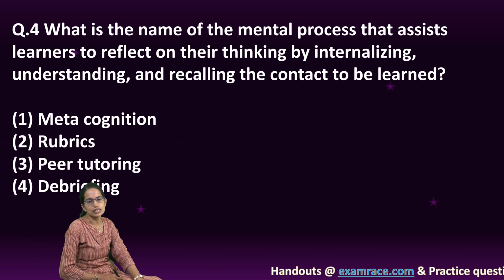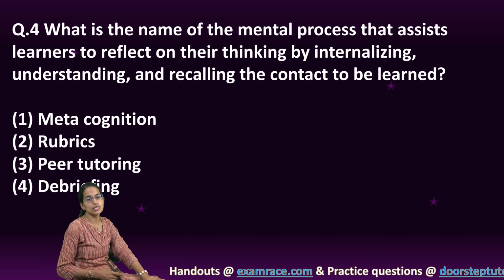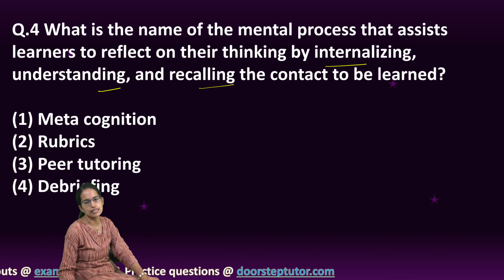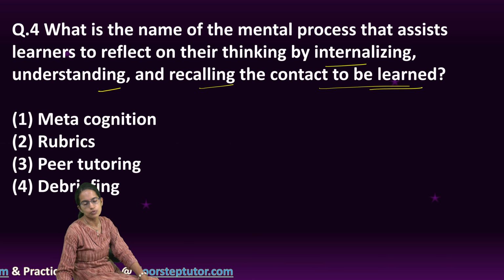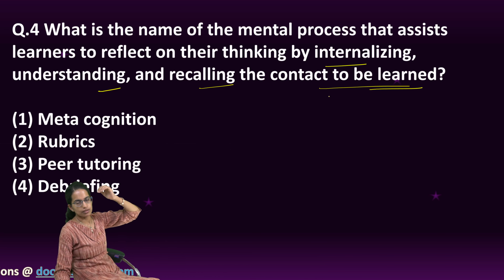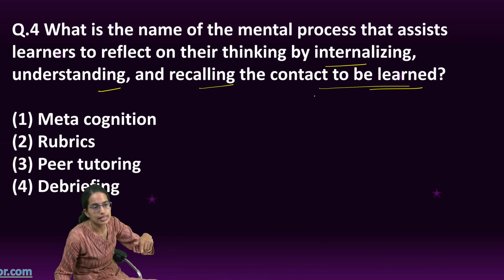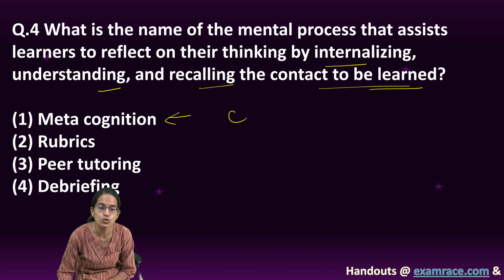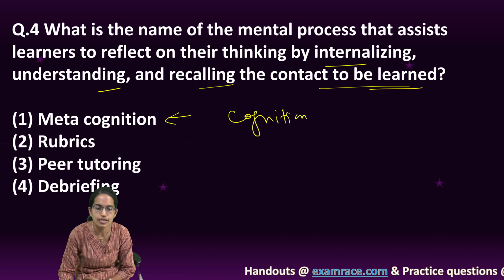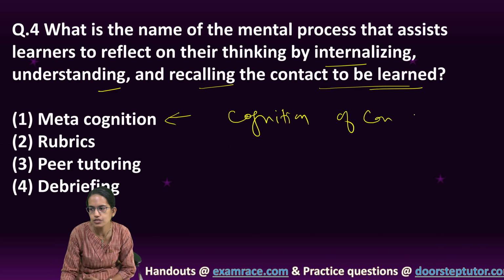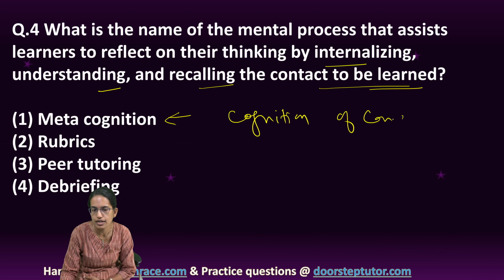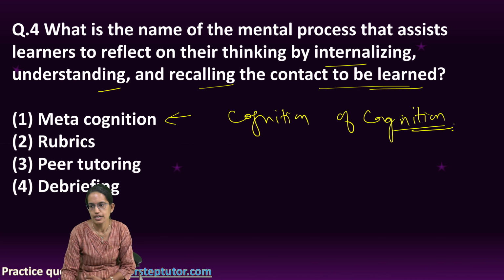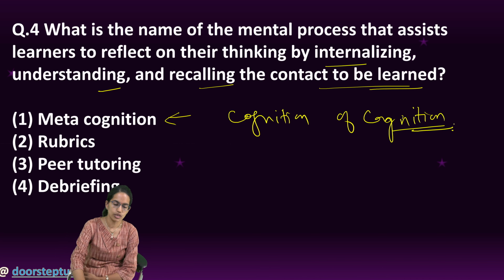The next is, what is the name of a mental process that helps the learner to reflect their thinking by internalizing, understanding, recalling the content to be learned. So when we are focusing on the mental process that focuses on thinking, internalizing, understanding, we call this as metacognition. Why? It is cognition of cognition. So understanding about understanding is the idea. So we understand about one's own performance, one's own understanding, one's own thinking, one's own learning behavior.